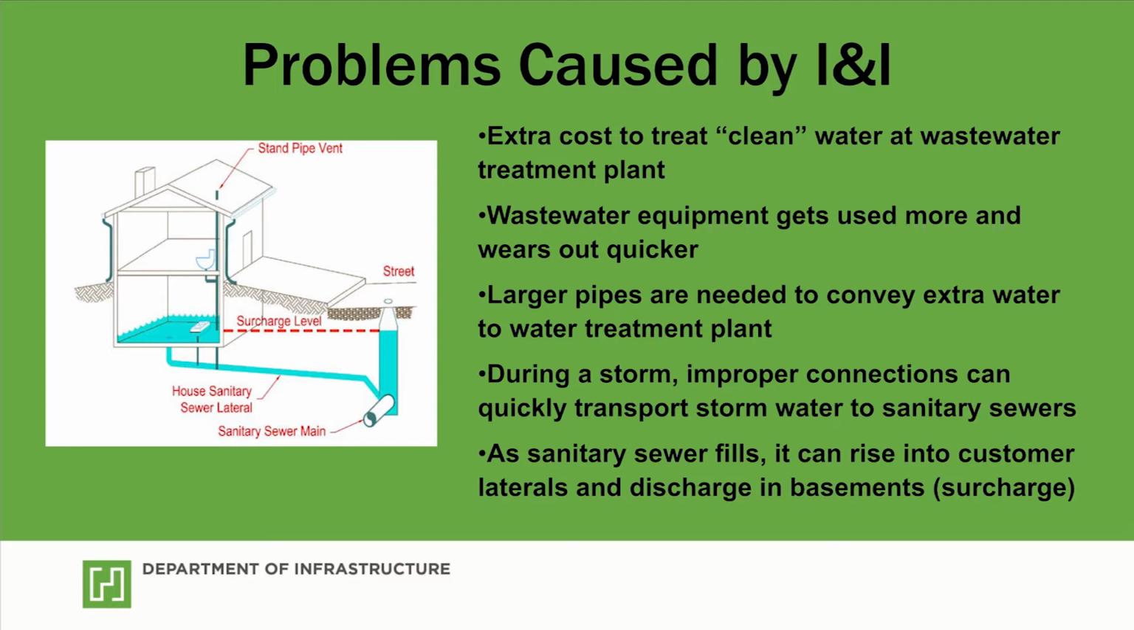And probably of most interest to those here in this room, during a storm, the improper connections can quickly transport stormwater to the sanitary sewers. You see in the image there, if the water in the sewer system gets above a basement level, it's going to back up, and you can back up into the customer laterals and then ultimately into the basements.